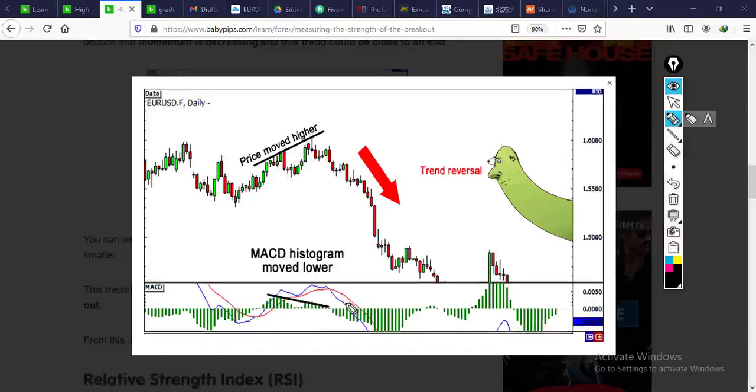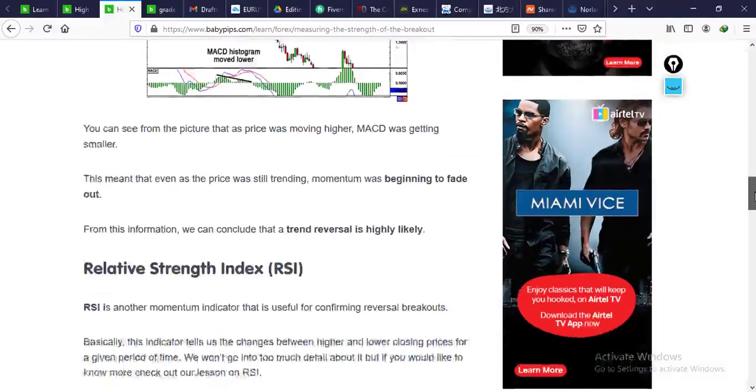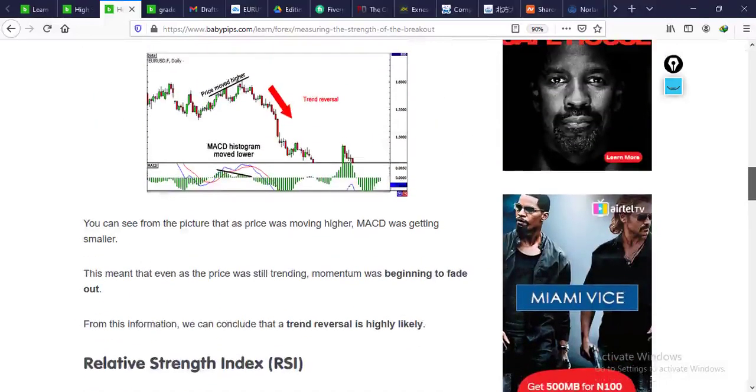And here we go. See, the histogram increased here, right? What happened? Price fell down. And while the histogram is decreasing over here, although it's in the same downside trend as well, price also continued to fall down. So what do we see from these huge histograms? We see a huge fall in price. That is how you use the MACD histogram to deduce that momentum is increasing or decreasing.